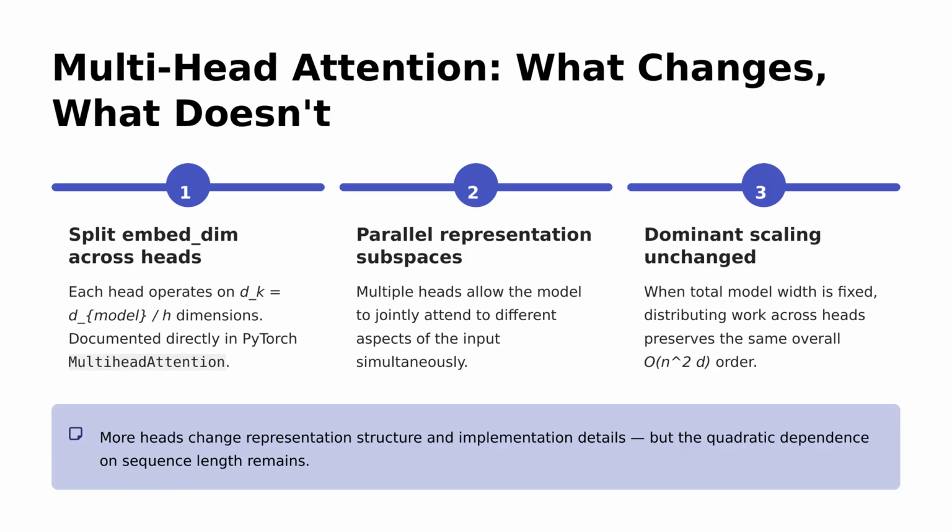Multi-head attention changes how the model uses its width, but not the core scaling story. The embedding dimension is split across heads, so each head works in a smaller subspace. That lets the model attend to different patterns in parallel. But if the total model width stays fixed, the overall computation still has the same dominant order, O of n squared times d. So more heads change representation, not the quadratic dependence on sequence length.